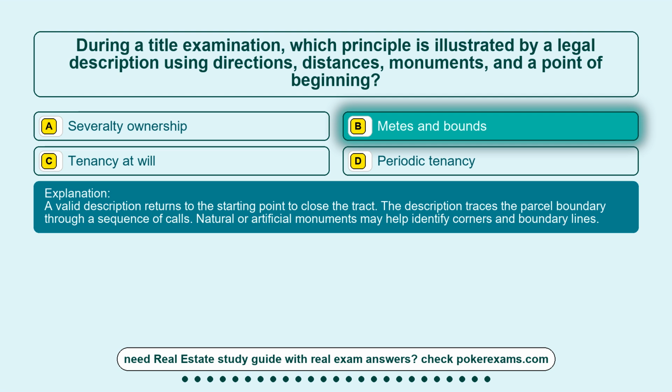A valid description returns to the starting point to close the tract. The description traces the parcel boundary through a sequence of calls. Natural or artificial monuments may help identify corners and boundary lines.